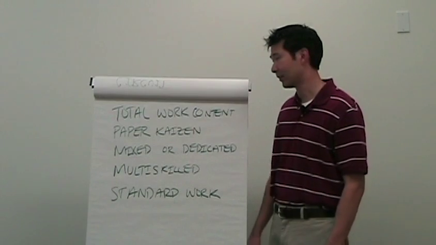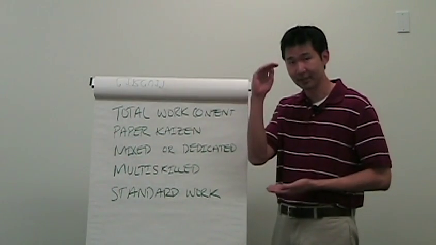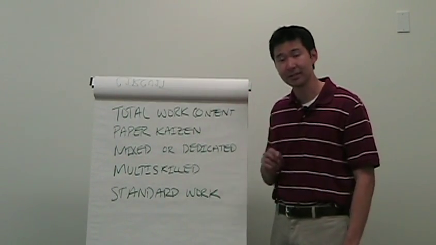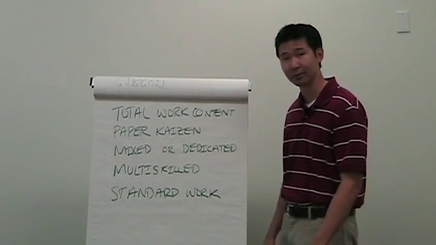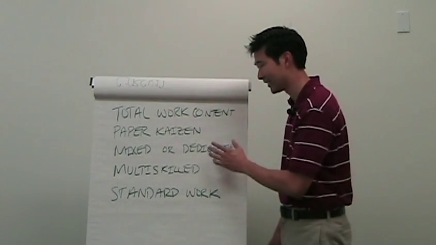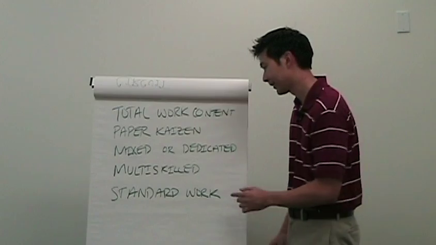So when designing a cell, you should have a very good idea of what your total work content is. Lay all those activities out on paper, and then do a quick paper Kaizen. Cross off those activities that are completely non-value add that you don't need in the first place. Then decide, do you want your cell to be a mixed system or a dedicated cell to a single product? I've seen both work, that's your choice.